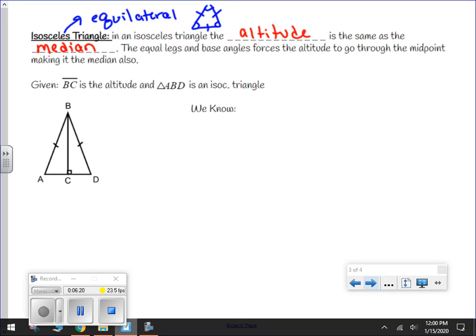So if I'm given that BC is the altitude, and my triangle is an isosceles triangle, I know that AC and CD are going to be equal or congruent because C also has to be the midpoint. Go ahead and pause the video, flip your notes over, and try example 4, and then I'll go over it.